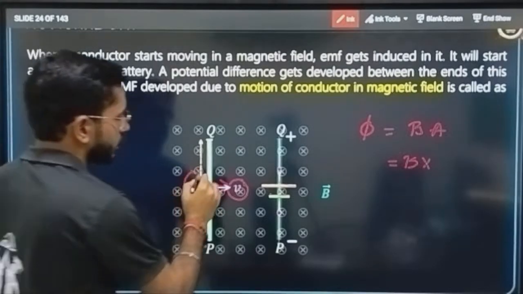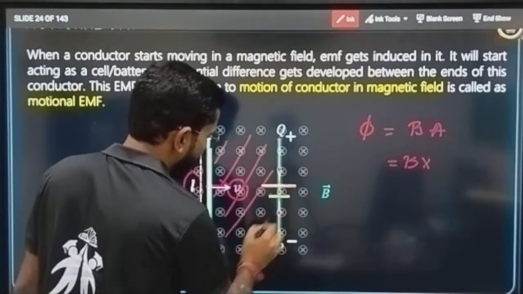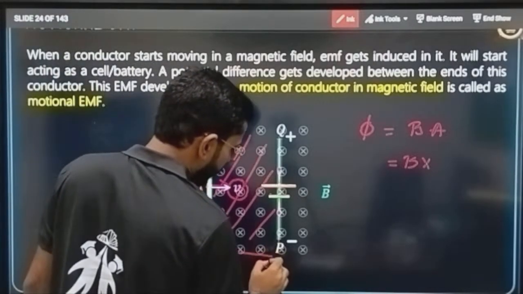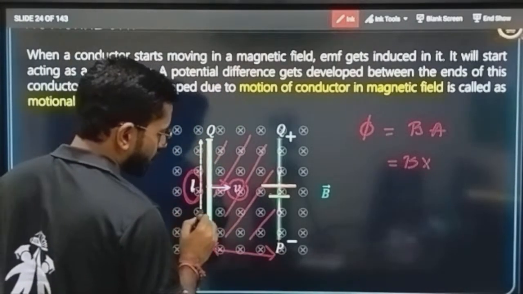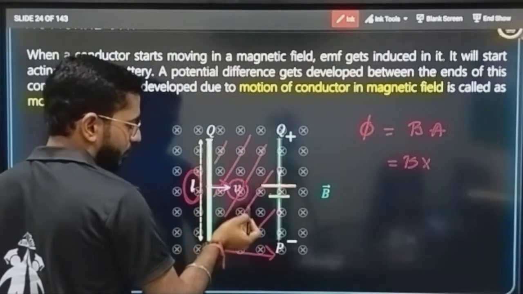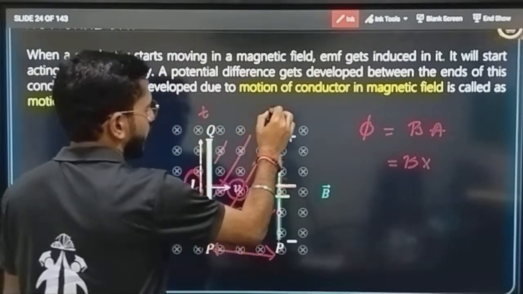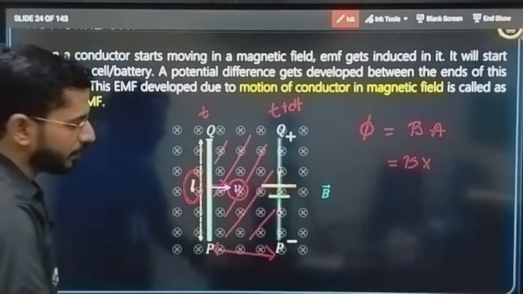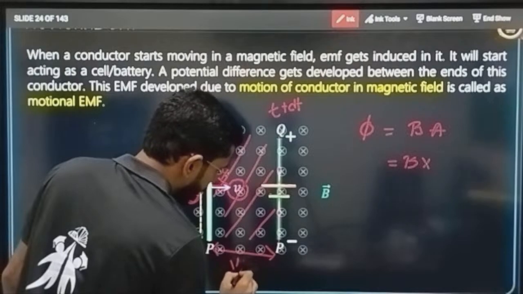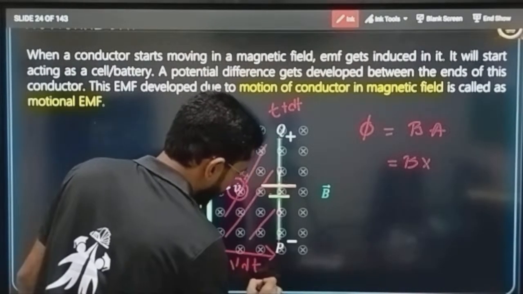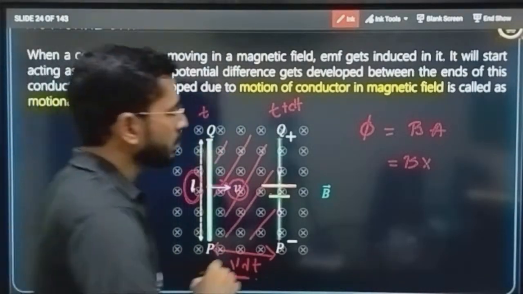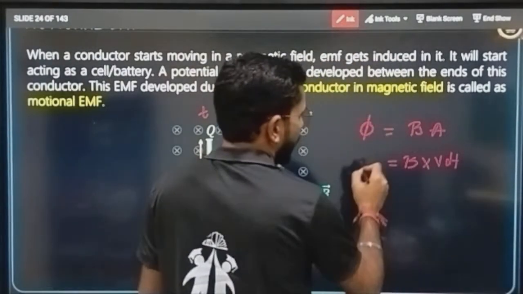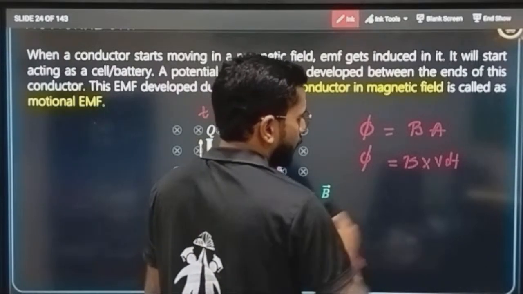How much area is swept? Tell me how much area you can write. The length you can write as L, and what about this width? How much distance have you traveled? If the velocity is v, and let's suppose this is time t and this is some time t plus dt, that means some small time dt. If I ask you the distance, distance is equal to speed into time, that means it is equal to v into dt, correct? So here the area is v into dt.